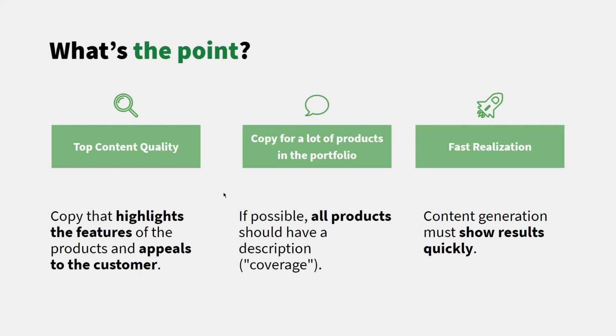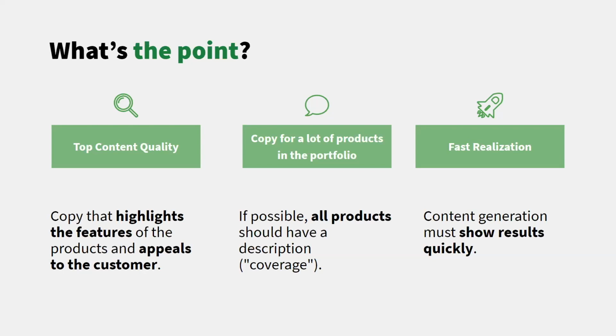Usually you want three main pillars that a content system must fulfill. First, high quality in your content. You want copy that highlights the features of your products, shows what's special about them, and reads well, so that your readers enjoy it and, in the best case, convert. You want that kind of content for all the products you sell, because these descriptions should rank for every single product, and you want to optimize that.